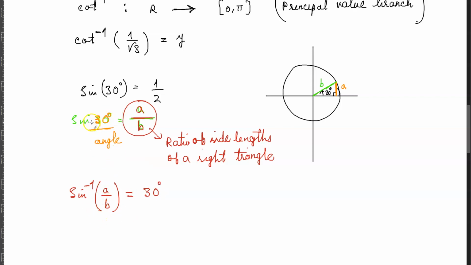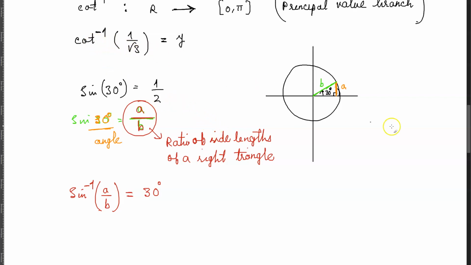So these are inverse processes. What the sine function does is accept the angle from you and give you that ratio. The sine inverse function accepts the same ratio from you, and it gives you back the angle, right?